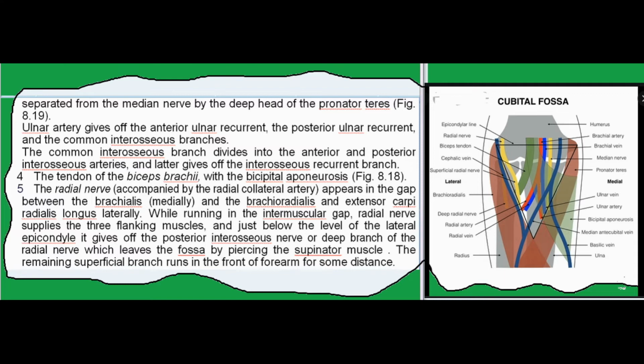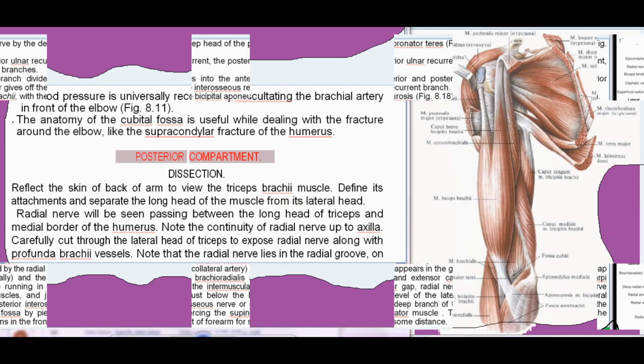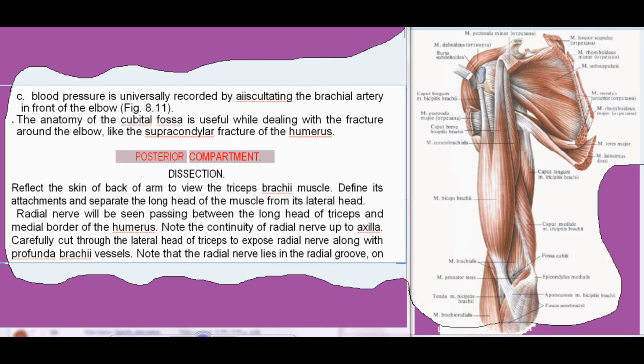The remaining superficial branch runs in the front of the forearm for some distance. Blood pressure is universally recorded by auscultating the brachial artery in front of the elbow, Fig 8.11. The anatomy of the cubital fossa is useful while dealing with fractures around the elbow, like the supracondylar fracture of the humerus. Posterior compartment.